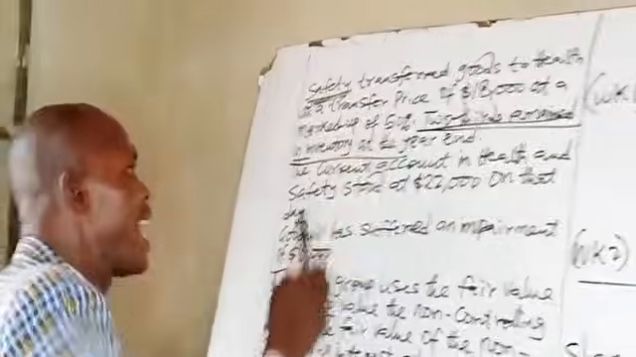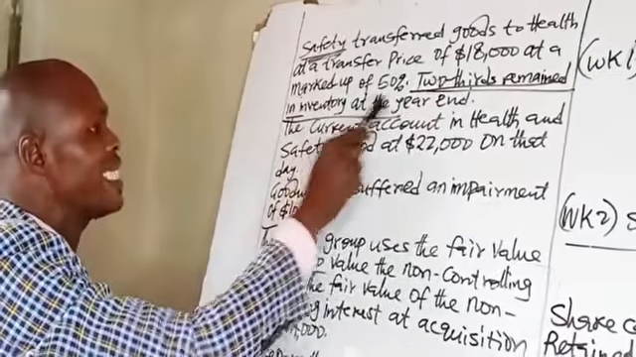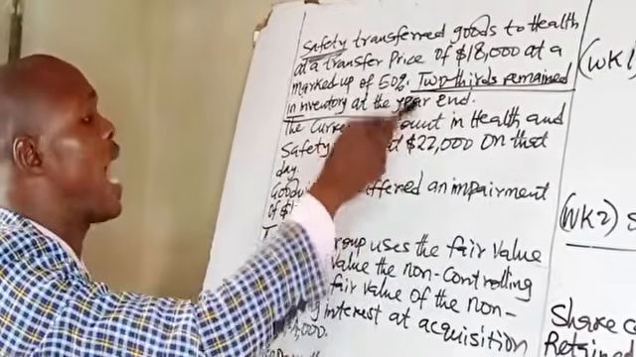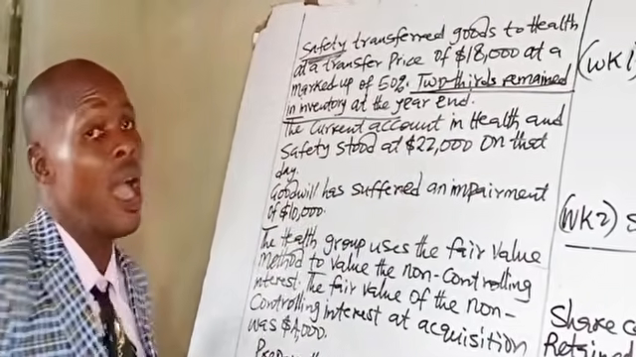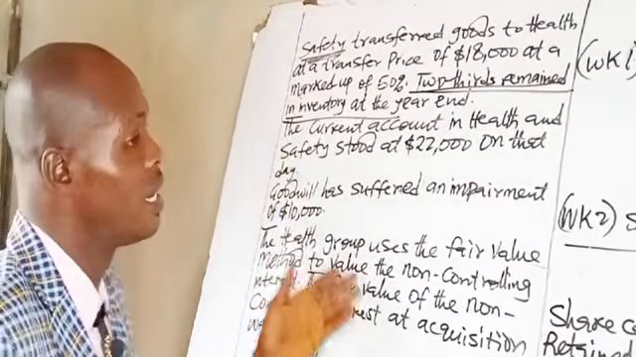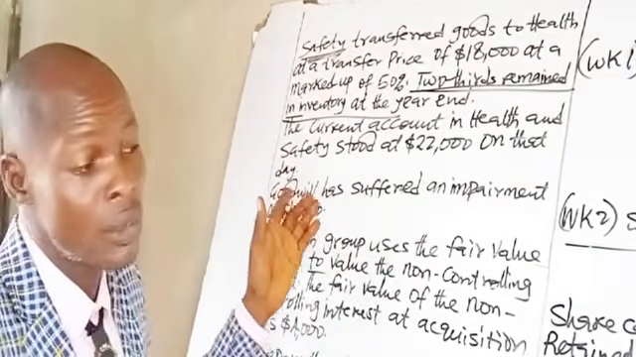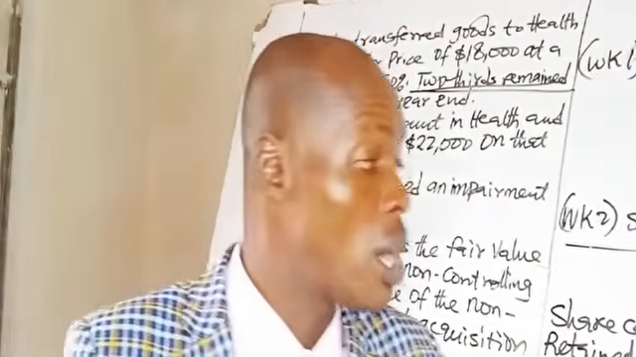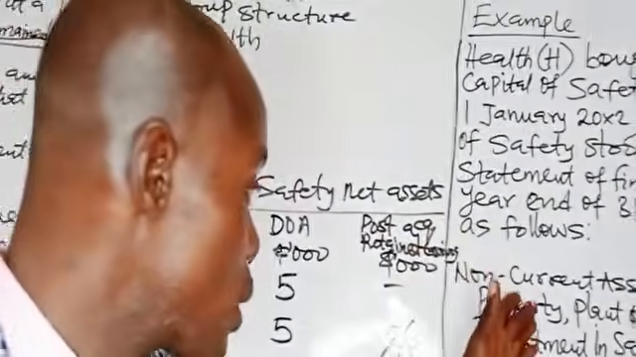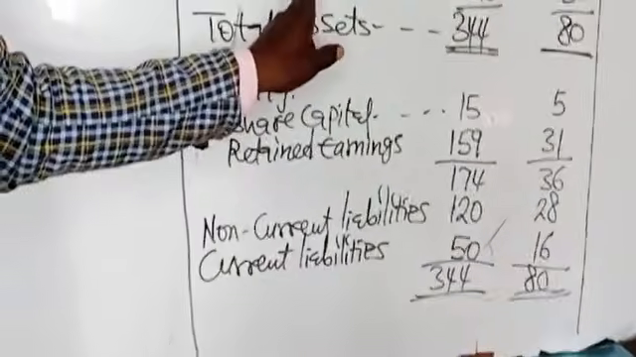Back to the question. We've calculated the unrealized profit. I've told you that the current account in Health and Safety stood at 22,000 on that date. I've told you that intergroup current accounts should be eliminated. Now, let's check the statement of financial position under assets. We do not have current accounts there. There is no current accounts under assets.